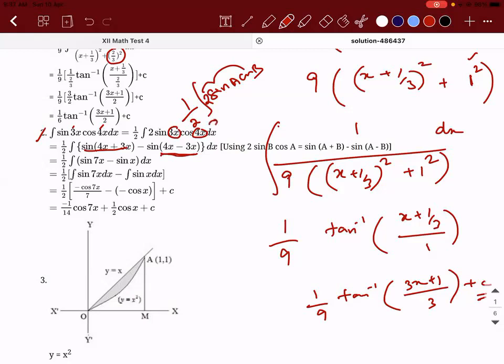See, actually, this is A. Always remember, you need to take the bigger value of the angle to be A. Sorry, A. So sine 4x plus 3x minus sine 4x minus 3x. Using this formula, it will become sine 7x minus sine x. Remember, right? So what is the integral of sine 7x? Minus cos 7x by 7. What is the integral of sin x? It is minus cos x. So adding both, you get 1 by 14 into cos 7x plus half of cos x plus c.